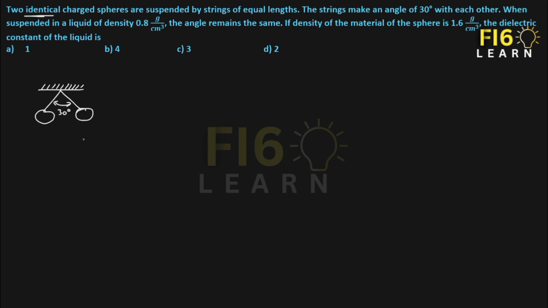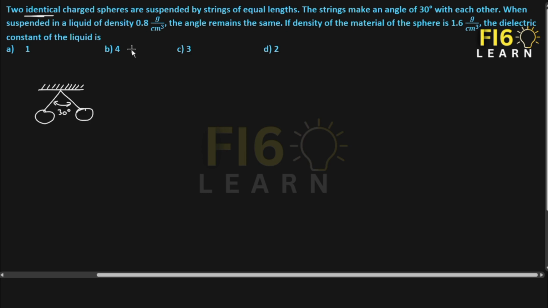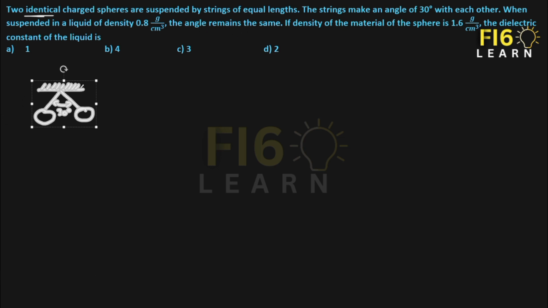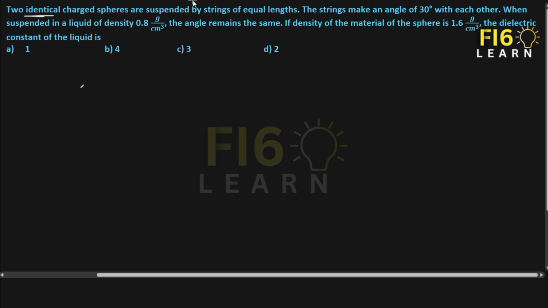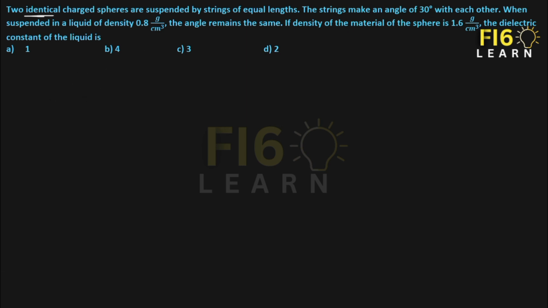Simple. Here we can split the question into two cases. In the first case, we will form the equation for the air medium. In the second case, we will form the equation for the liquid medium. Then we can combine. We will find the common factor between those two and combine those two equations to solve for the value of K.